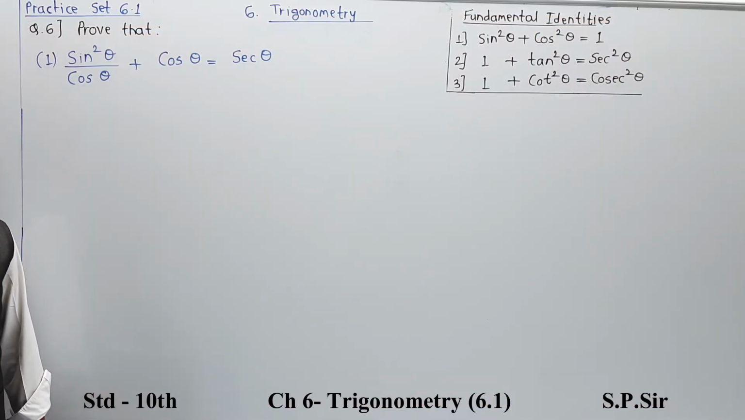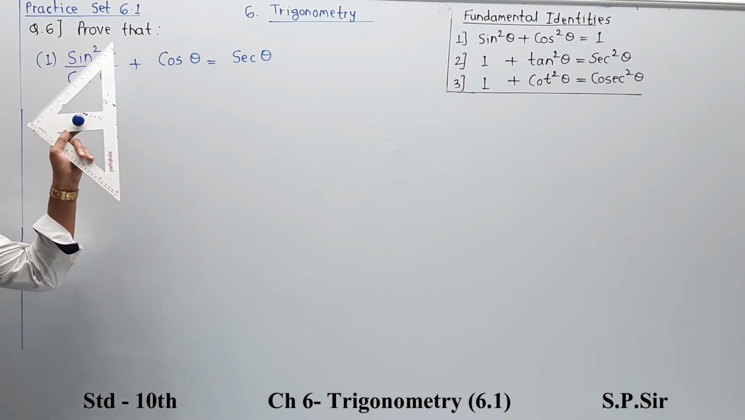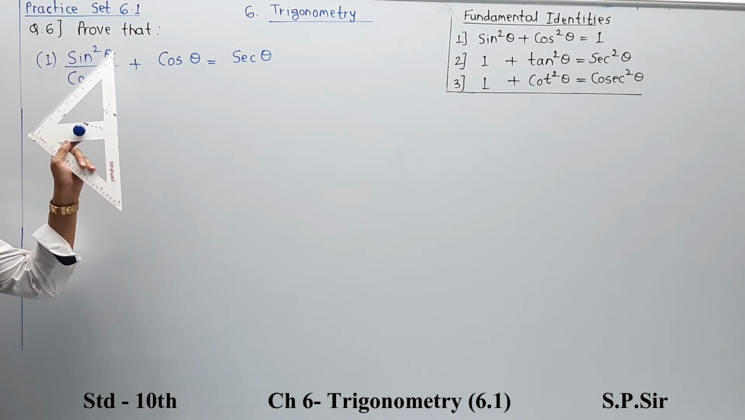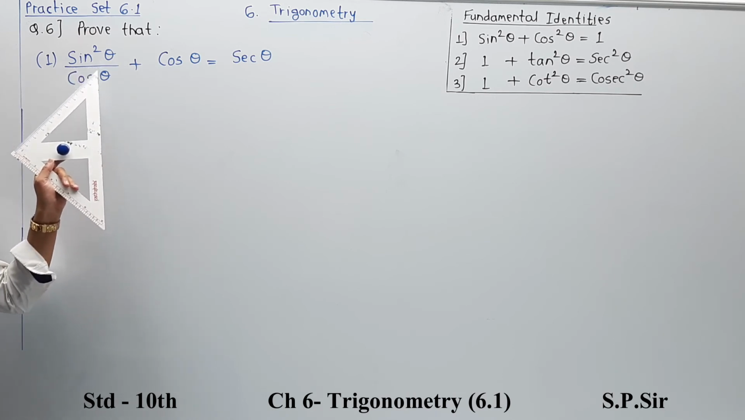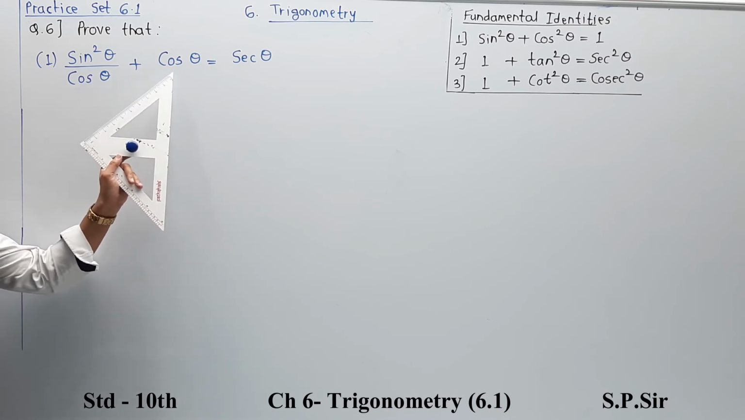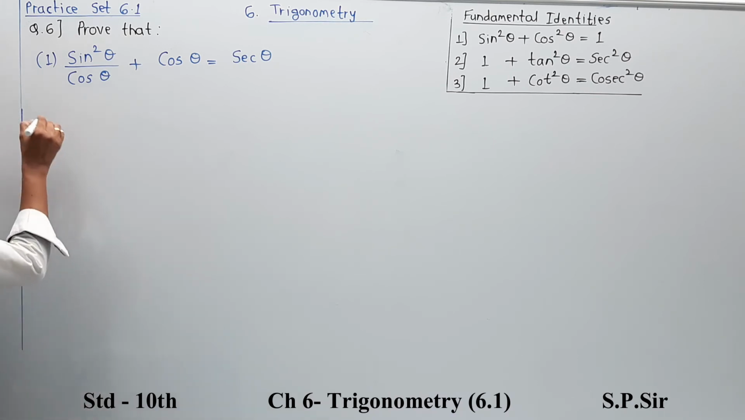Hello friends, continuing with the last part, we are now into question number 6. The question is, prove that sin square theta upon cos theta plus cos theta is equal to sec theta. It is a numerical of the type show that LHS is equal to RHS. So step by step I am going to write the solution.